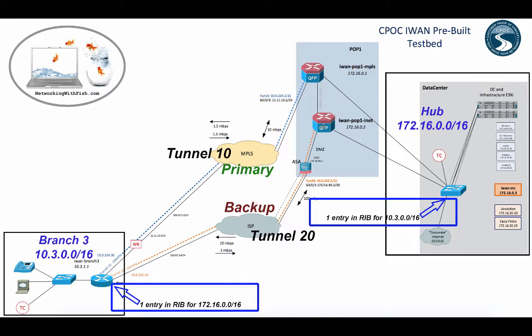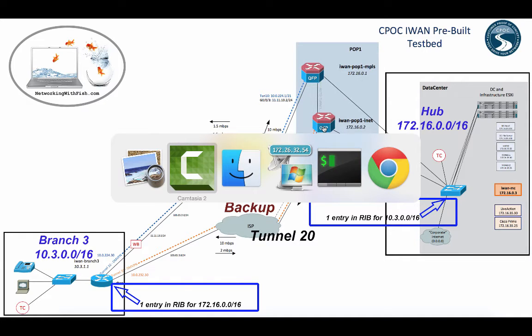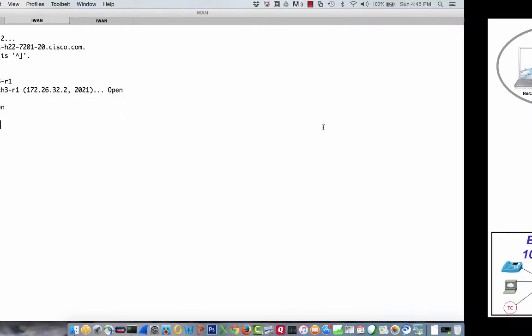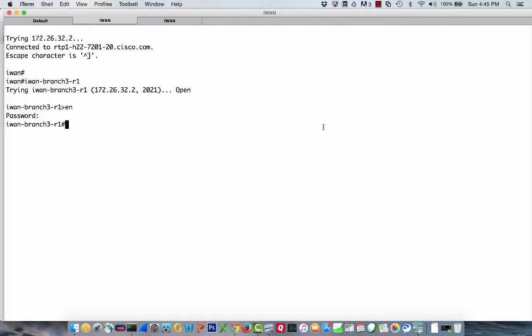The entry in branch 3 would be using the primary, so it would be pointing up to the other end of tunnel 10, going over the MPLS link, and the core would actually be pointing up towards IWAN-POP1-MPLS, going out that way. Very typical that this is how people have this set up. So let's go ahead and look at that right now. We'll look in branch 3 and do a show ip route.